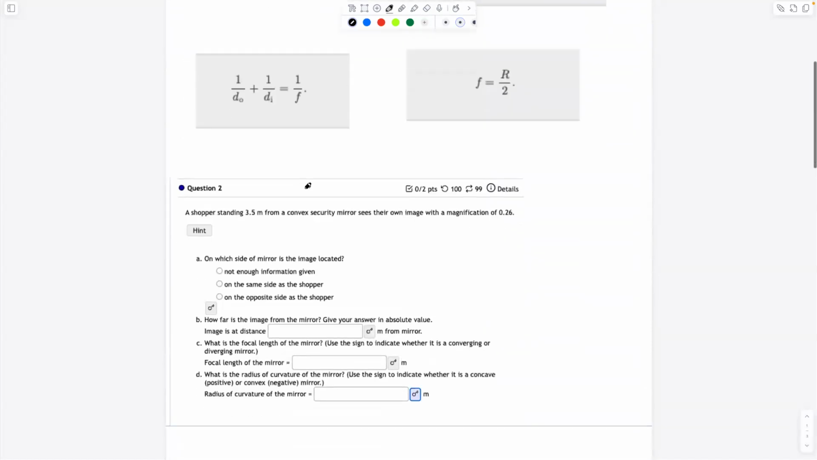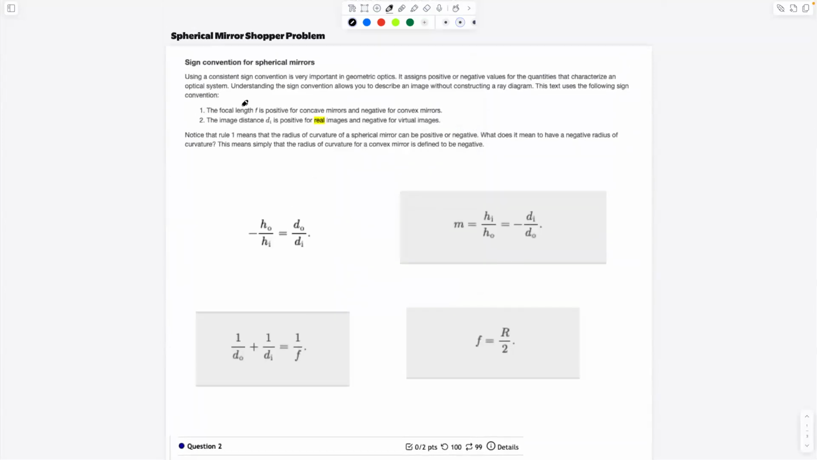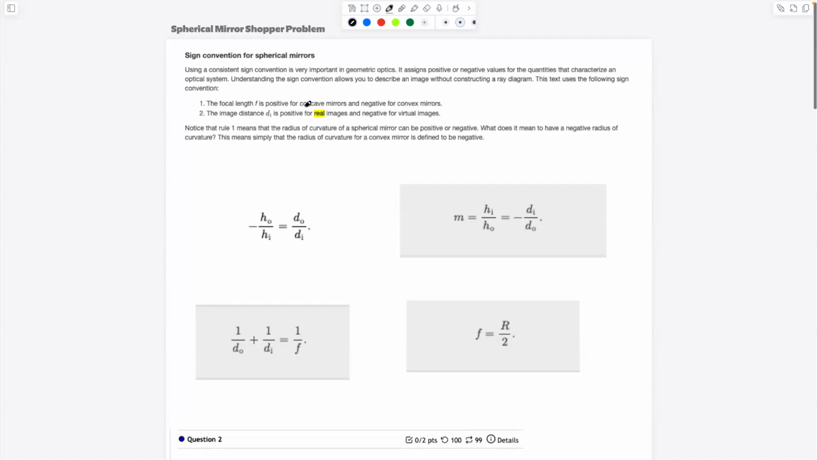Concave mirrors are mirrors that look like you're inside a cave. You're inside the curved part. The mirror is pointing at you, at the object. Convex mirrors, the mirror is pointing away from you. Focal length f for concave mirrors is positive. The focal point is on the same side as the object. Negative for convex mirrors. The focal point is on the opposite side. The mirror wraps around the focal point.